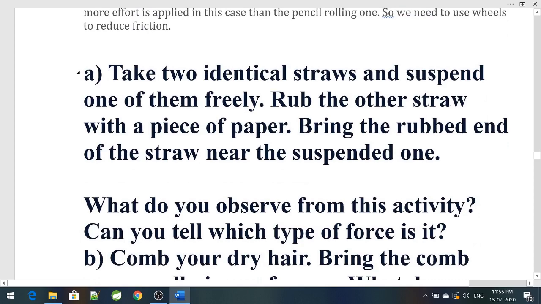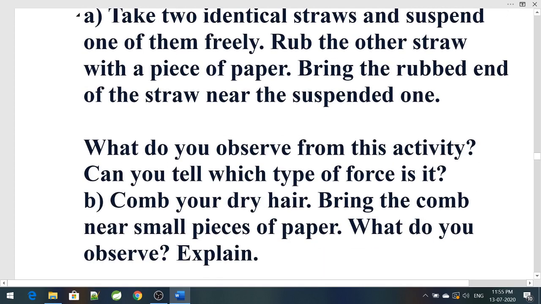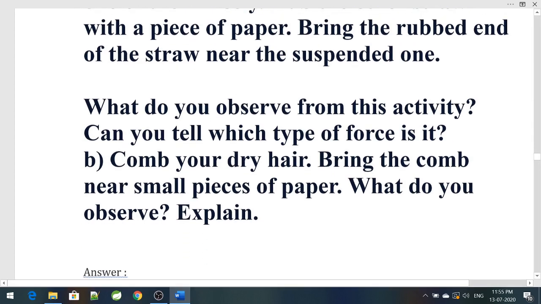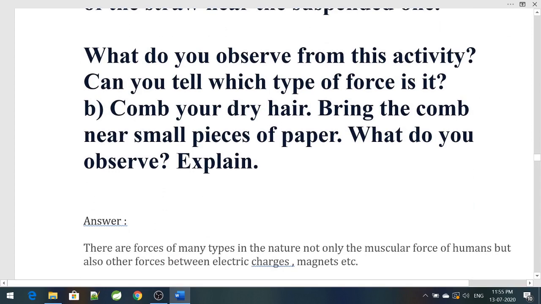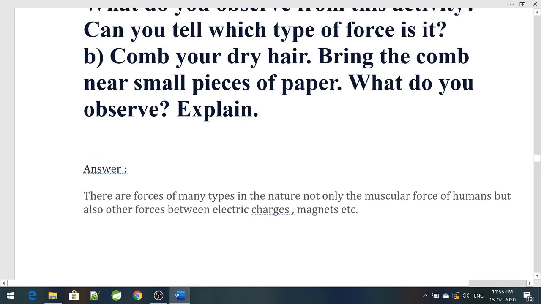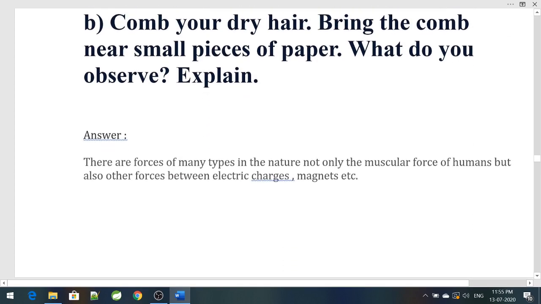Take two identical straws and suspend one of them freely. Rub the other straw with a piece of paper. Bring the rubbed end of the straw near the suspended one. What do you observe from this activity? Can you tell which type of force it is? Comb your dry hair. Bring the comb near a small piece of paper. What do you observe? Explain.